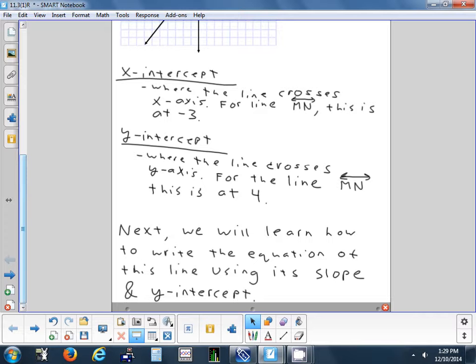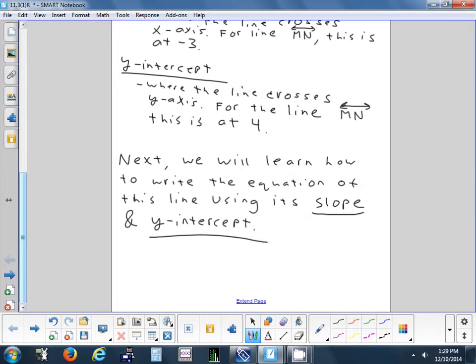So there are two pieces of information we're going to look at: slope and y-intercept. We're not going to look at the x as much. The x-intercept is there, but the y-intercept is the one we use most of the time.